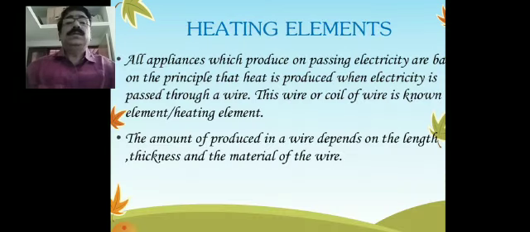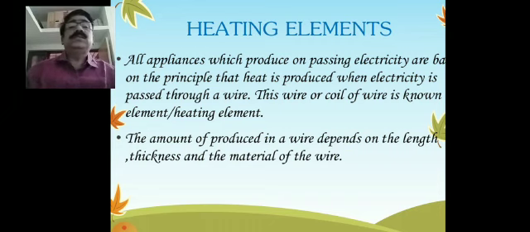So, what are heating elements? In all the appliances which produce heat by passing electricity, the heat is produced when the electricity is passed through a wire. The wire or the coil is known as the heating element. Now, it depends upon the length and the thickness of the material of the wire also.